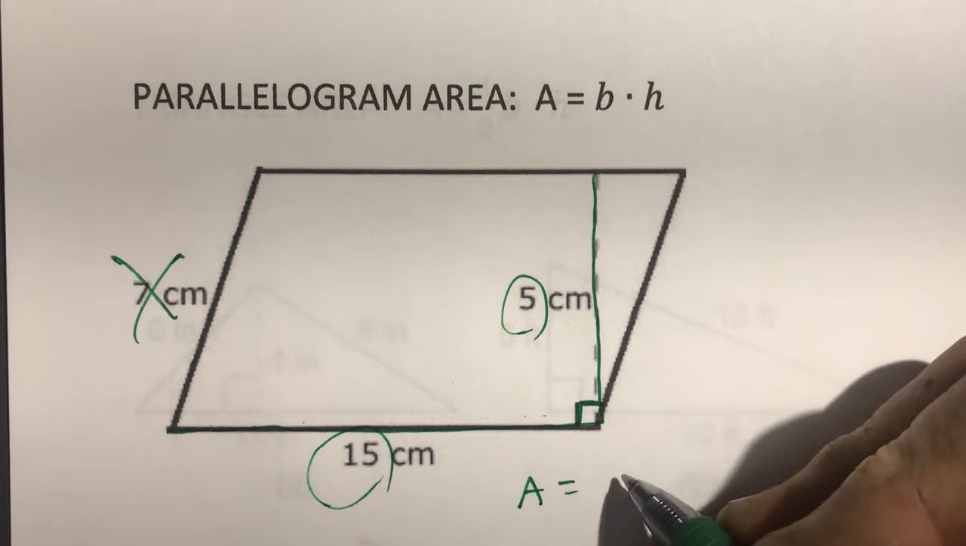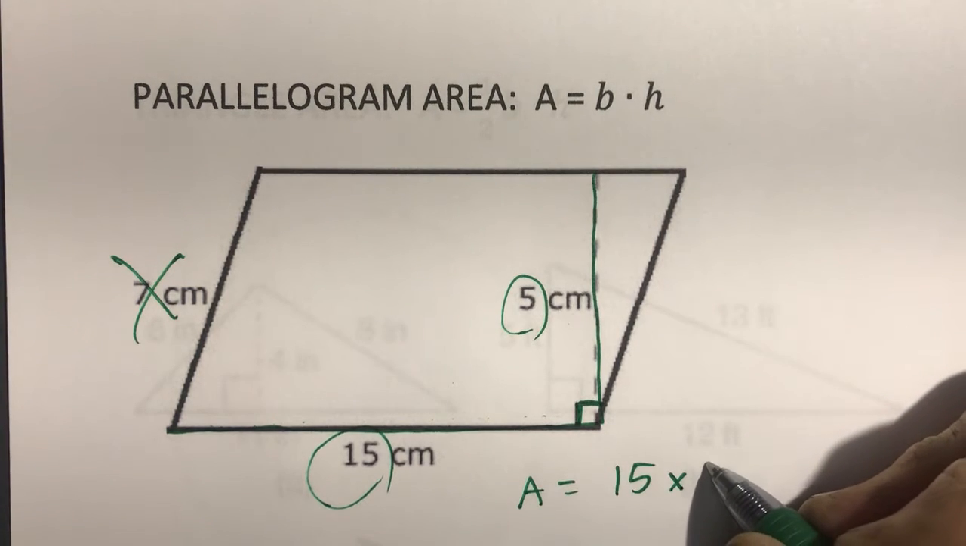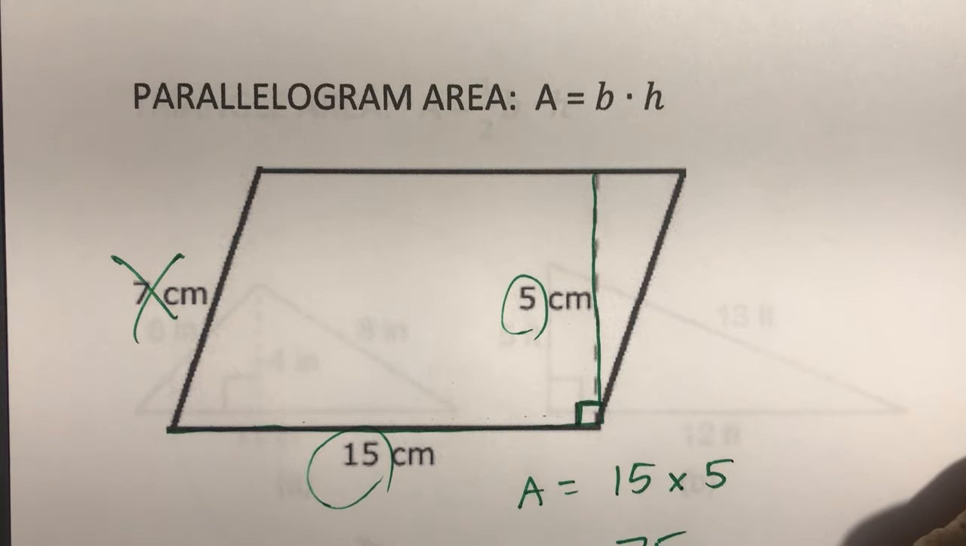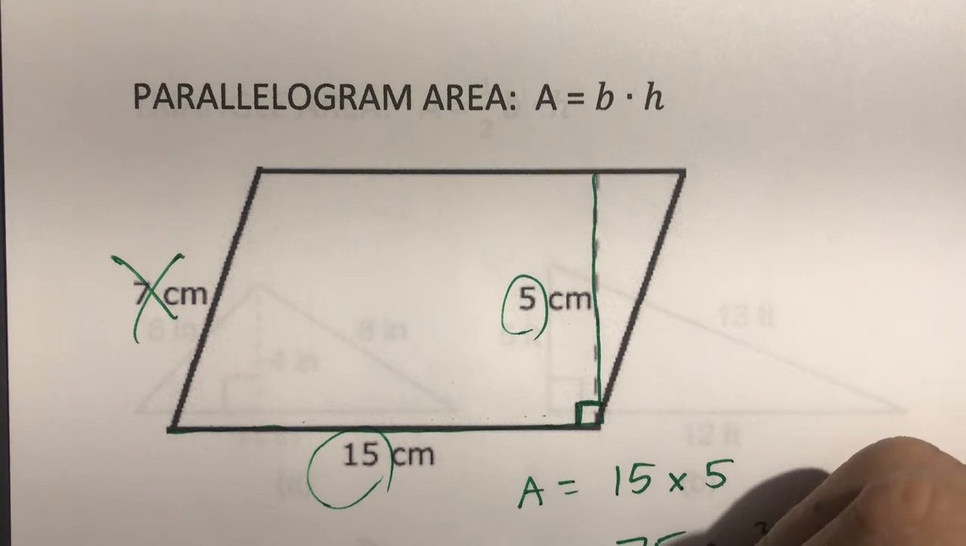So the area here, my base is 15, my height is 5. When I multiply that, that's 75 square centimeters. There's my area.